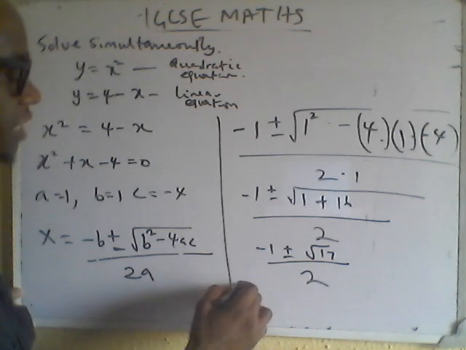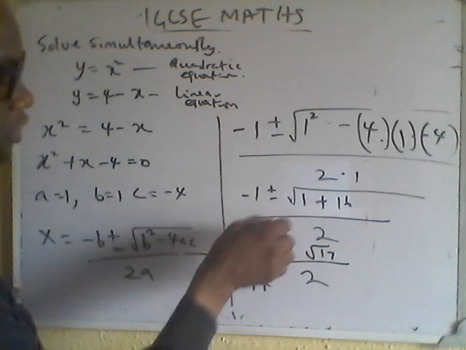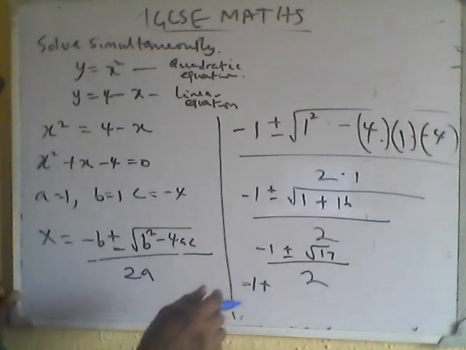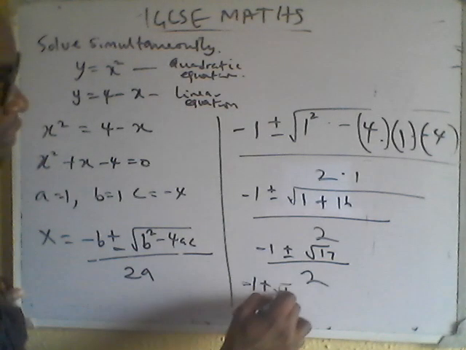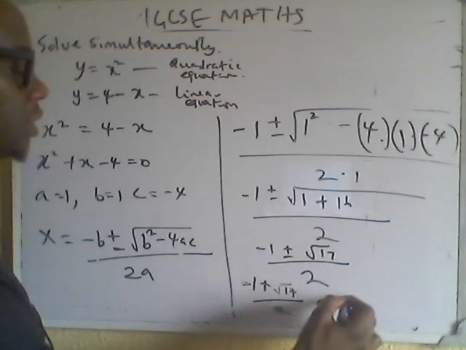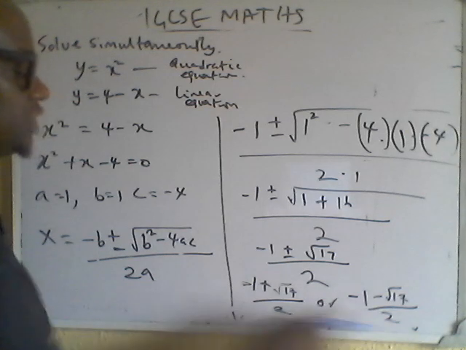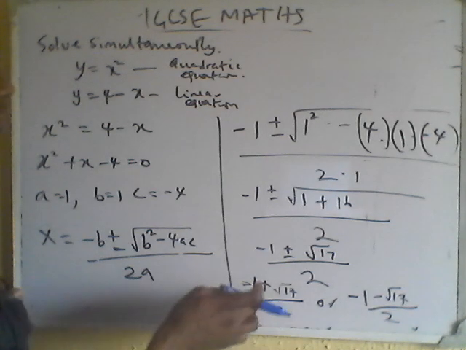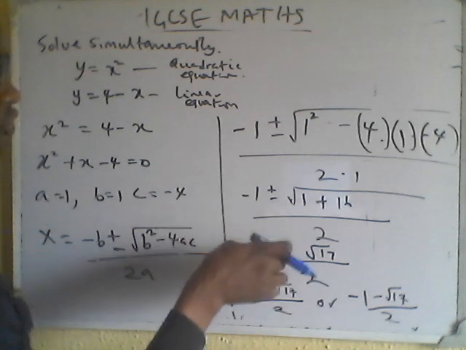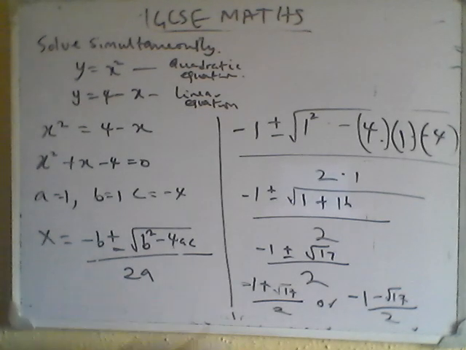So I will say I have either minus 1 plus root 17, you see I'm using the one on top now, let me just write it down for understanding, all over 2, or again minus 1 minus root 17 over 2. The difference between these two expressions is that this center operation is plus and this center operation is minus, because there are two case scenarios there.